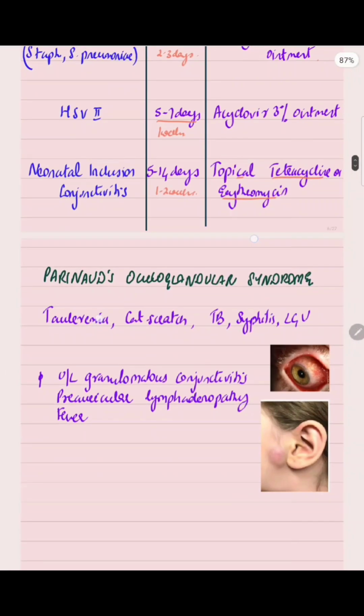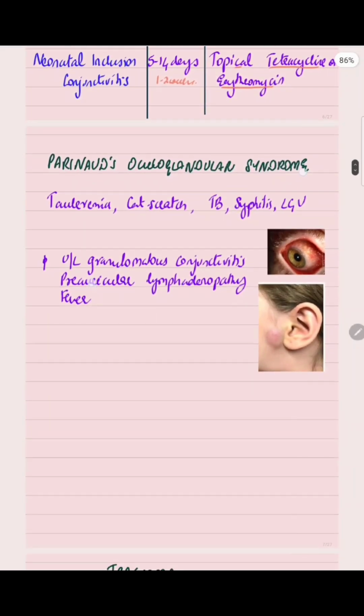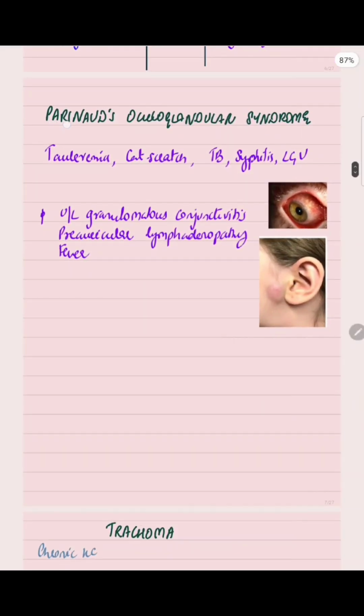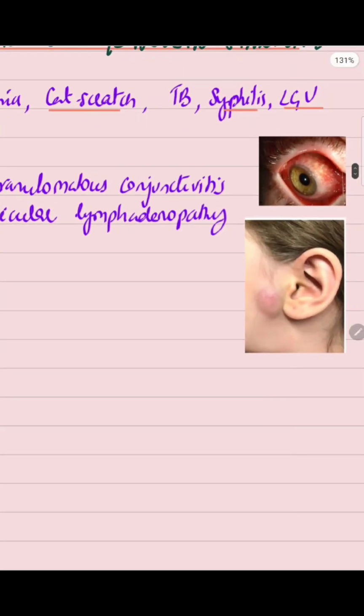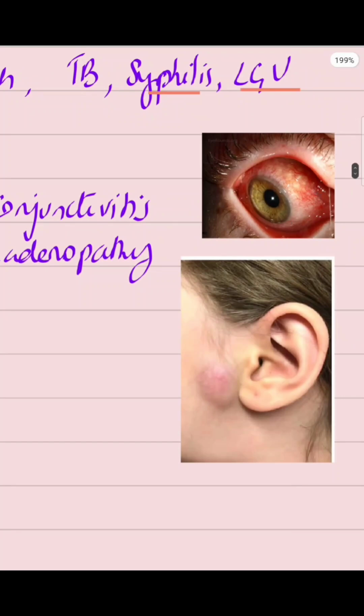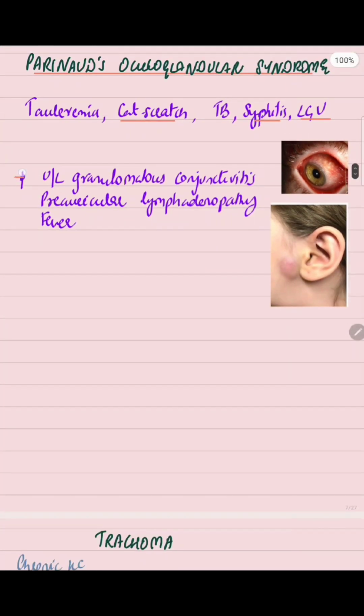Next is Parinaud's oculoglandular syndrome. There are numerous causes like tularemia, cat scratch disease, TB, syphilis, lymphogranuloma venereum, etc. It is characterized by unilateral granulomatous conjunctivitis, preauricular lymphadenopathy, and fever. That is Parinaud's oculoglandular syndrome.